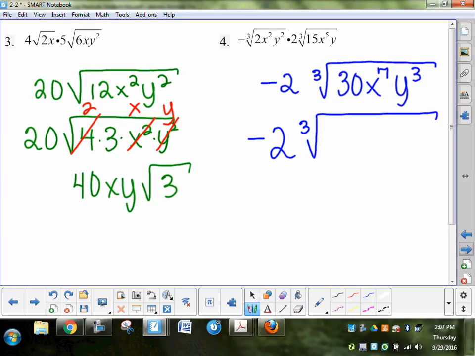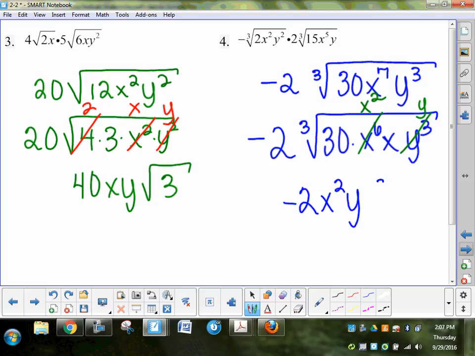Do any perfect cubes go into 30? 8 doesn't go in. 27 doesn't go in. We're past it. So this is going to stay 30. This is going to be x to the 6 times x, and then y to the 3rd. This becomes x to the 2nd. This is a regular y. So we would get -2 x squared y, and then the cube root of.